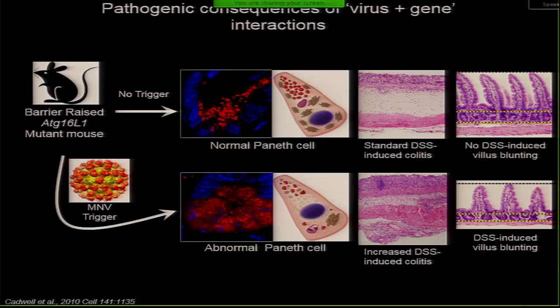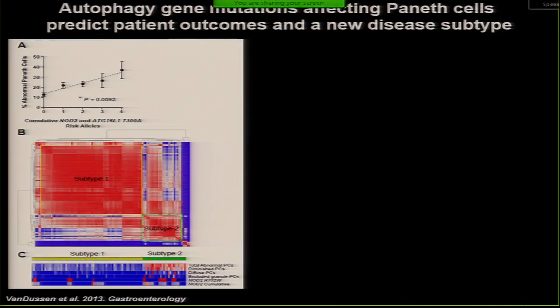This is a virus plus gene interaction. The gene doesn't do it. The virus doesn't do it. Only the virus plus the gene does it. How important are these phenotypes? Well, our collaborator, Thad Stappenbeck, has looked at this gene and taken it to humans and looked at the role of different genes, including ATG16, in making abnormal Paneth cells, and it's seen in humans.